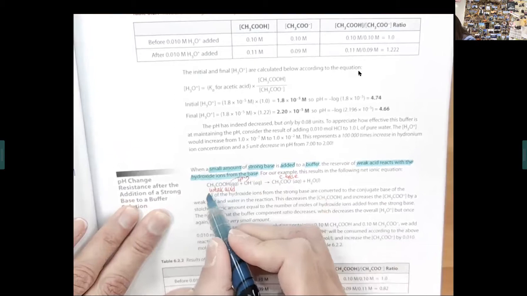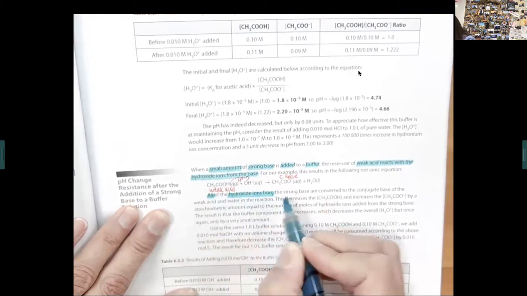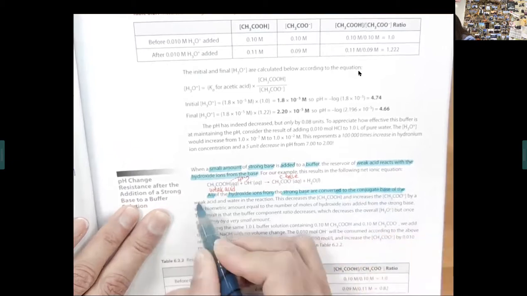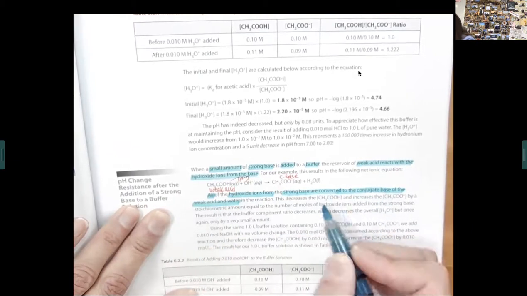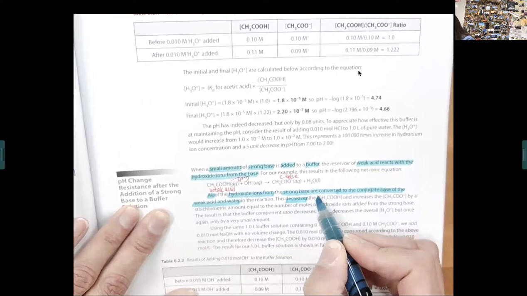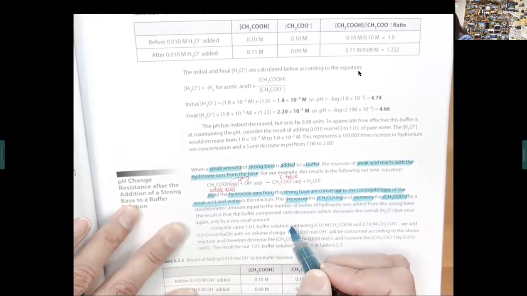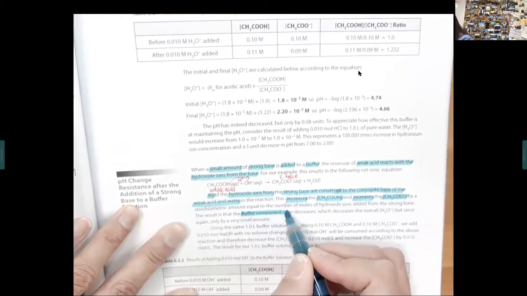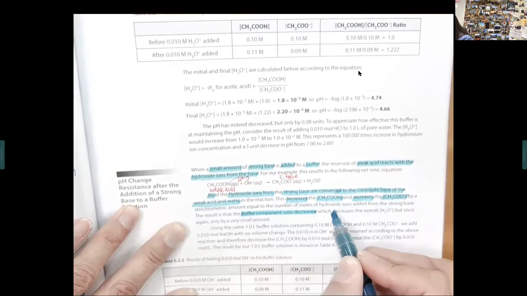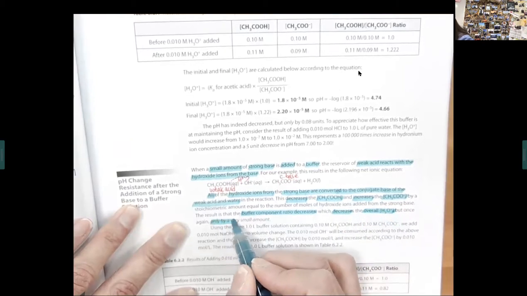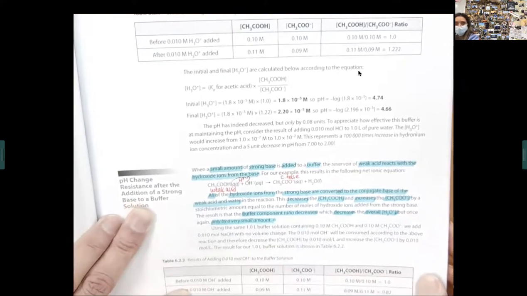So down here it says all the hydroxide ions from the strong base are converted to the conjugate base of the weak acid and water. This decreases that weak acid concentration, increases the conjugate base concentration, and the result is the buffer component ratio decreases, so we decrease the overall hydronium ion concentration, but only by a very small amount.